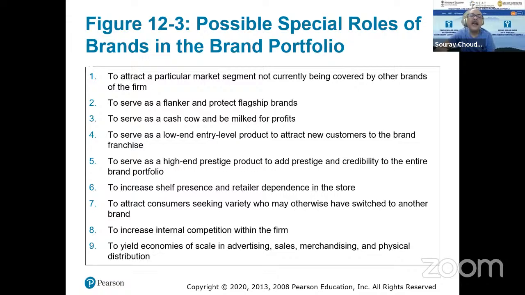To serve as low-end entry-level product to attract new customers to brand franchise. So Nestle Munch is very important. A 5 rupees product, पूरा तहलका मचा दिया था chocolate brand. And till now, it is the highest distributed chocolate brand in the country. You know, Munch. Cadbury's is the highest seller in the country. Munch is the highest distributed chocolate brand in the country. Okay, you go to any corner of this country, you will get chocolate Munch.